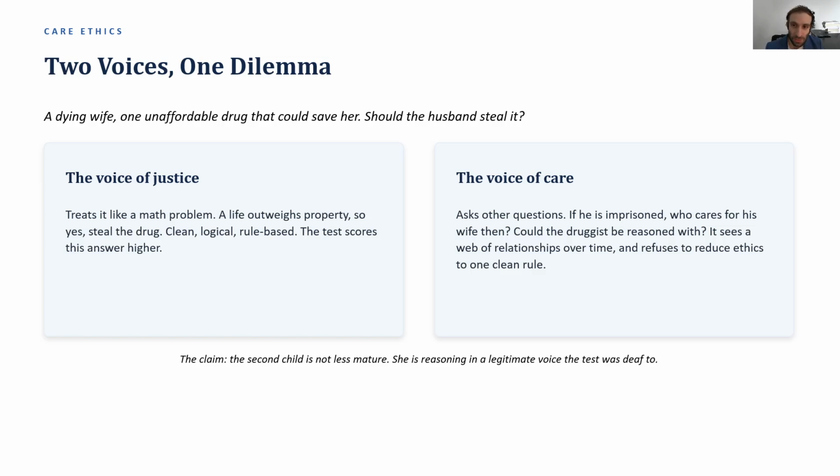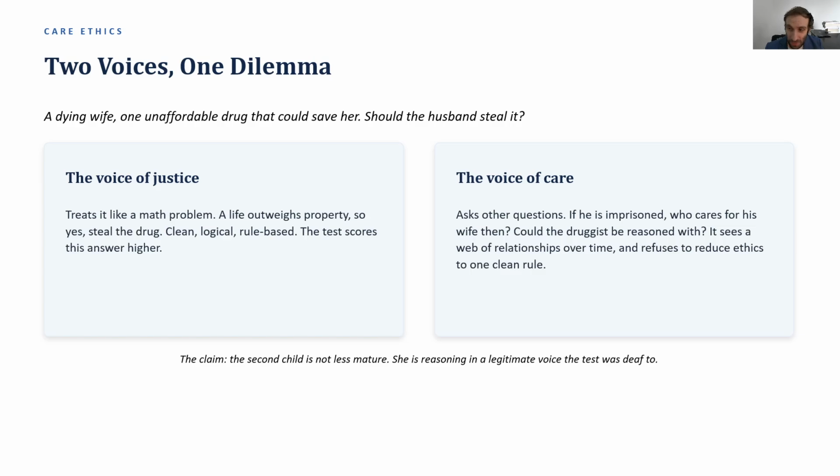One child answers it like a math problem. A life is worth more than money, so yes, he should steal it. This answer seems clean, logical, and very rule based. Another child hesitates and starts asking other questions. Well, if he steals it and goes to prison, who takes care of his wife then? Isn't there some way to talk to the druggist and work something out?